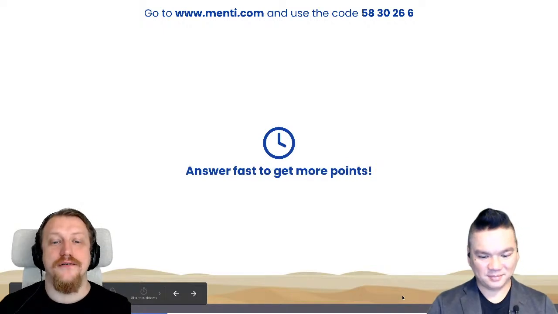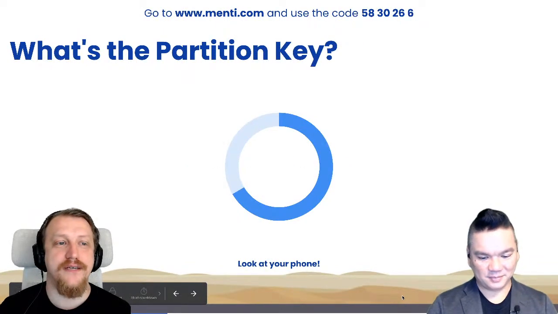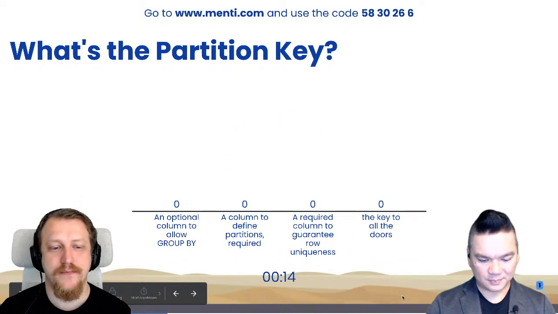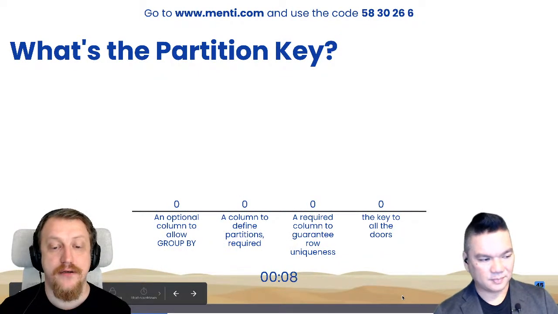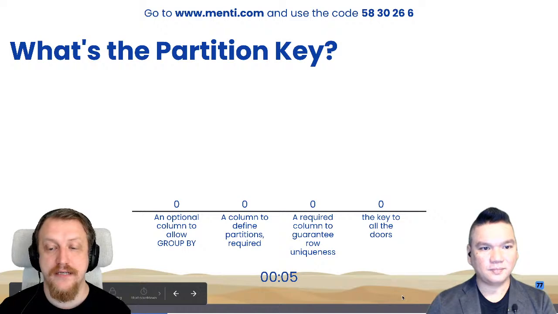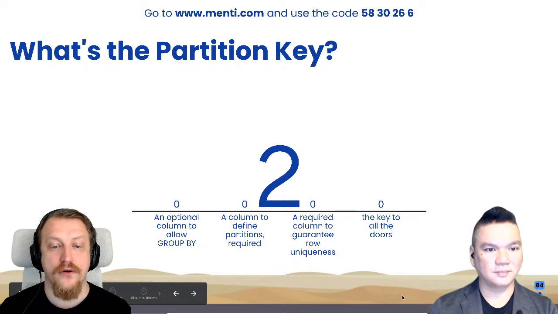So, first question. Answer fast to get more points. What's the partition key? An optional column to allow group by. A column to define partitions, required. Required column to guarantee row uniqueness. A key to all the doors.